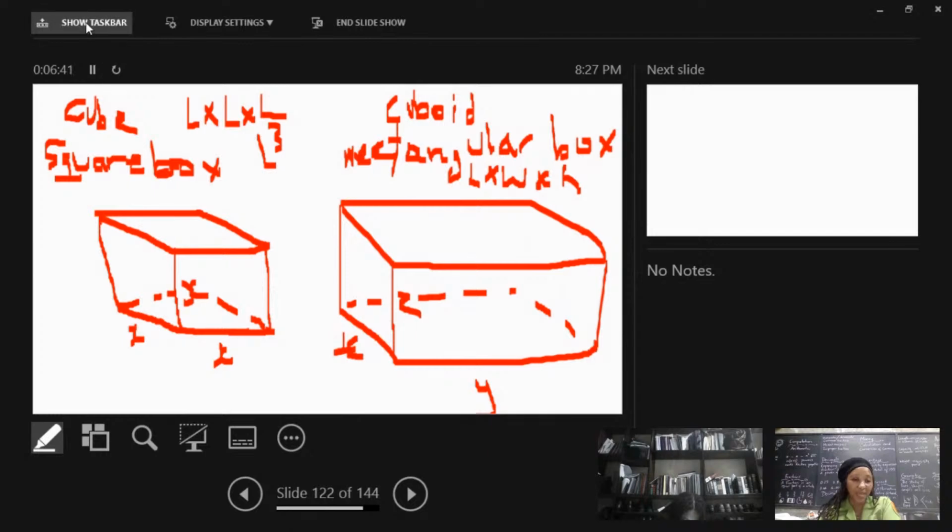So if it's a square base, we know the area of the base is going to be the side squared. And for a rectangular base, the area of the base is length times width.